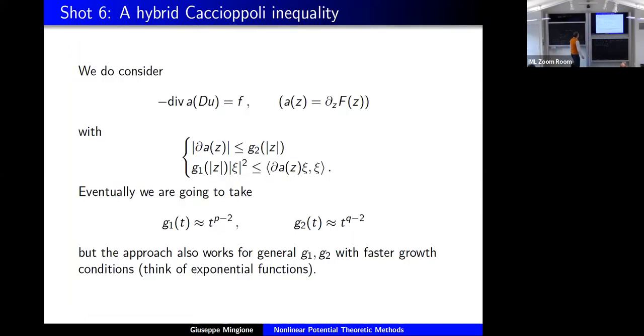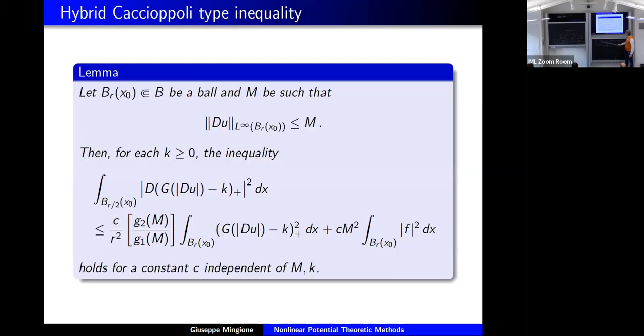Now let me give an application to non-uniformly elliptic problems, in the simplest case, the p-q setting. Assume that Du is in L infinity, bounded by M. So this is now a free parameter.